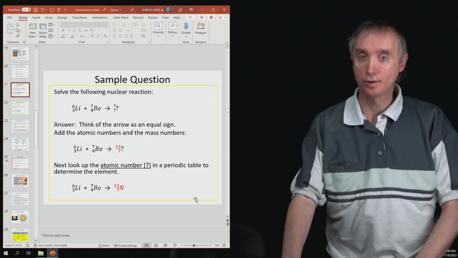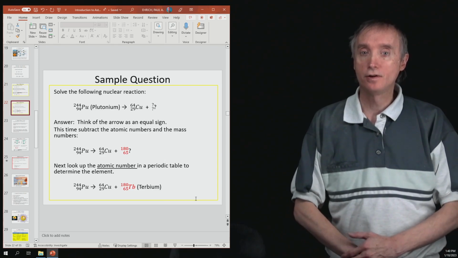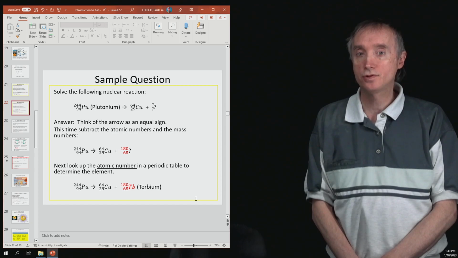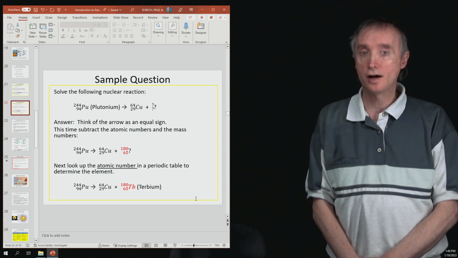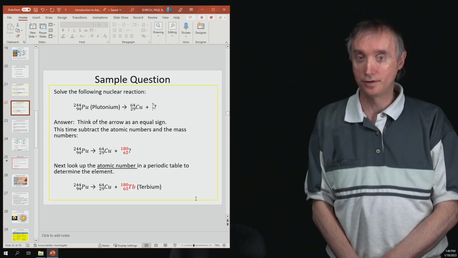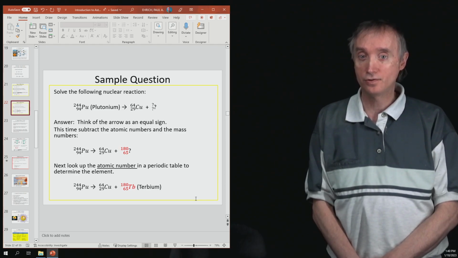Okay, and let's try this one. Solve this nuclear reaction. We're going to start off with plutonium-244, and it's going to turn into copper-64 plus what else? This time we're going to have to subtract the numbers. So we're going to take 244 minus 64, and we're going to take 94 minus 29.